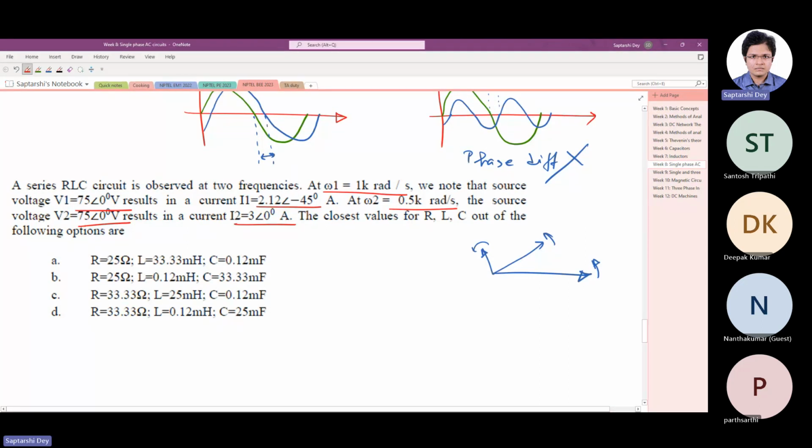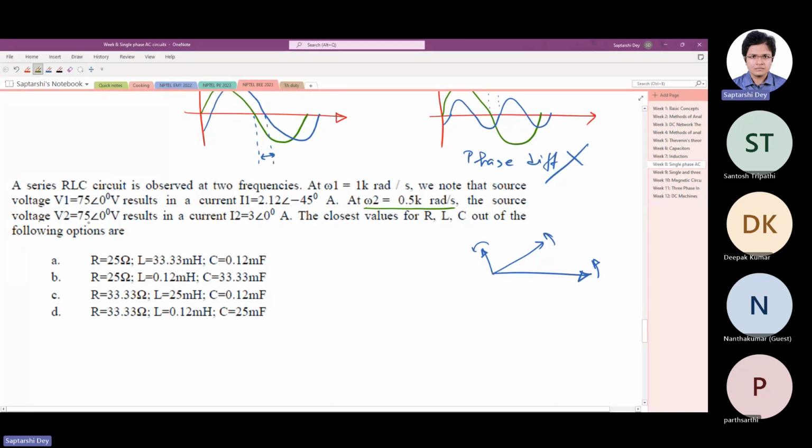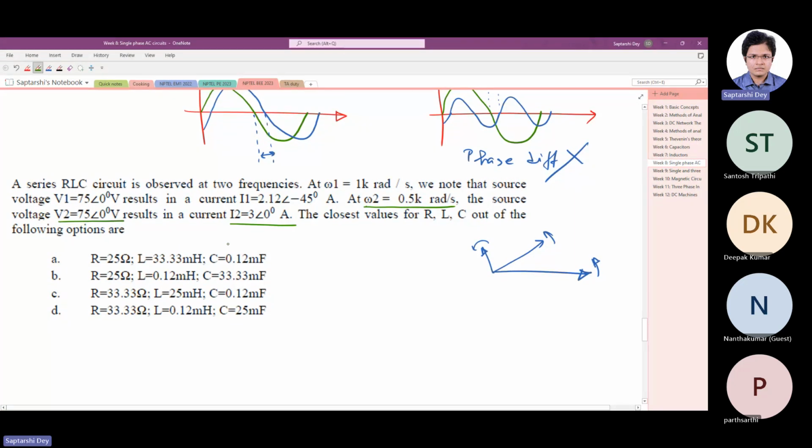So the question says that they did an experiment at two frequencies and they got these results. I think the second result is more interesting, because at this frequency the voltage and the resulting current are in phase. What does that mean? It's an RLC circuit, but still the voltage and the current are in phase.